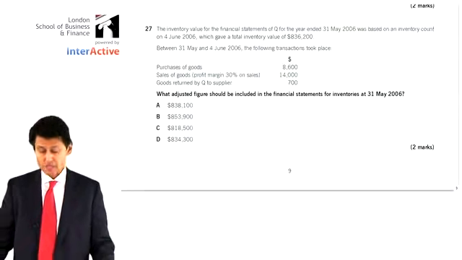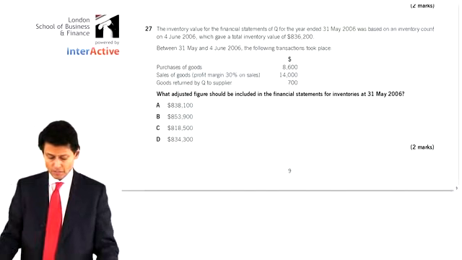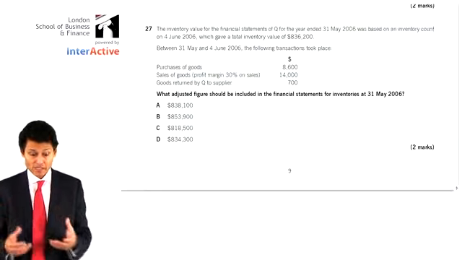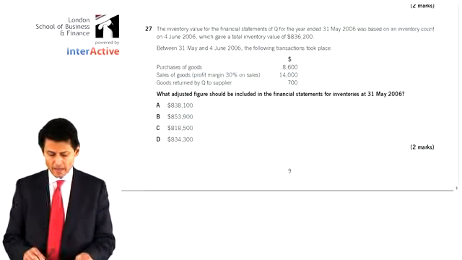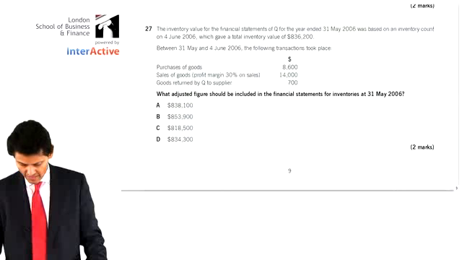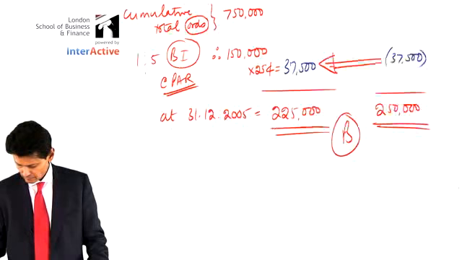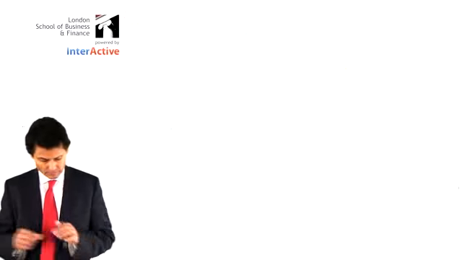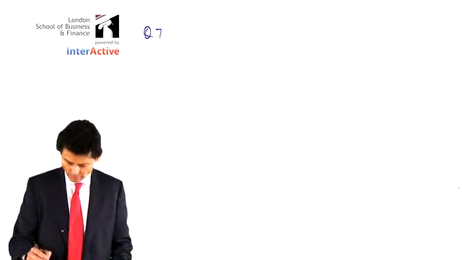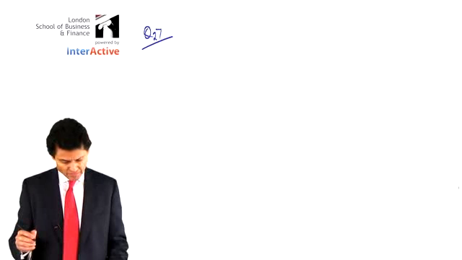So how do I cope with that? Just follow a standard procedure. Opening plus purchases minus sales, of course, gives you the amount counted. So what I'm going to do is to just adapt my usual cost of sales approach, because it isn't quite cost of sales. I've got to be a little bit adaptable here. So let's have a look. Use some imagination as we face this question. So question number 27 then. What adjusted figure should be included in the financial statements for inventories?